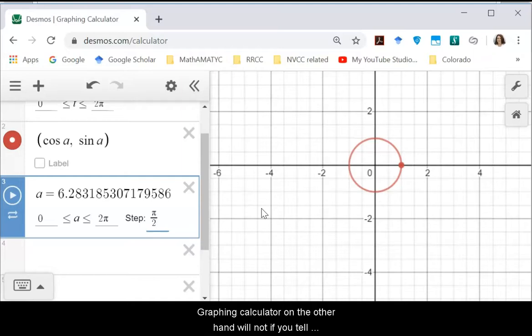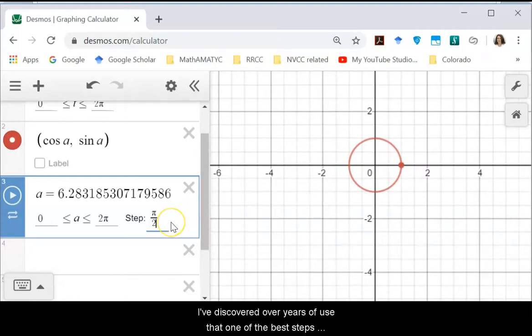If you tell it to go from 0 to 2 pi using a step of pi over 2, it will try to connect just those 4 points with a picture. In other words, it will connect here, here, here, here, and back to here. And you'll get something that looks more or less like a diamond or a rhombus. It won't look remotely circular.